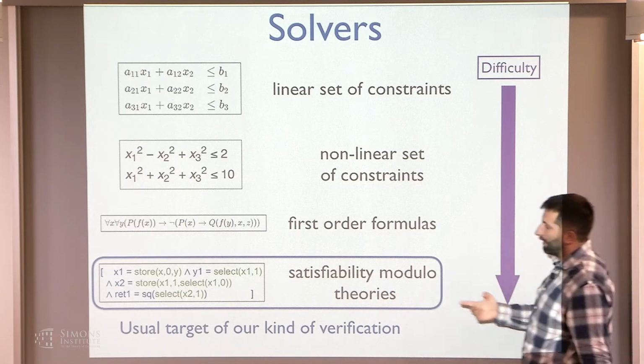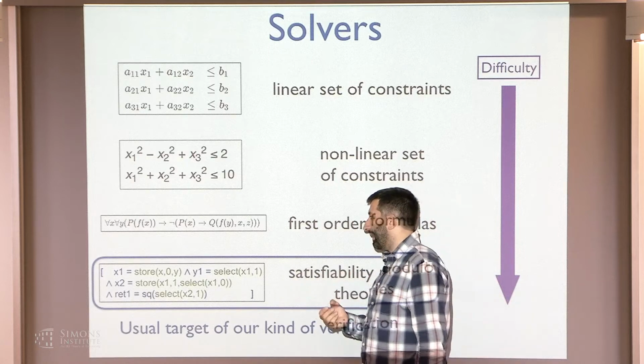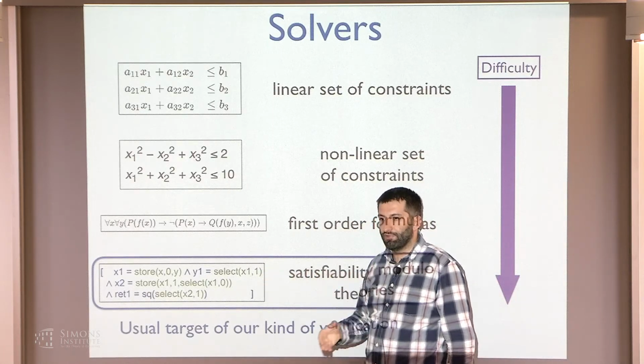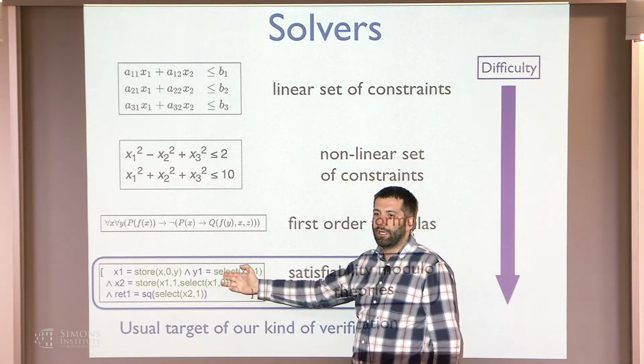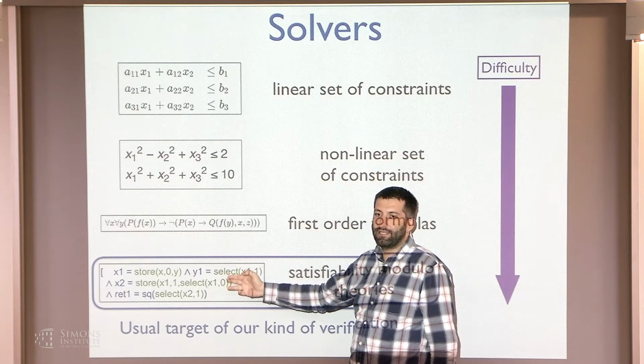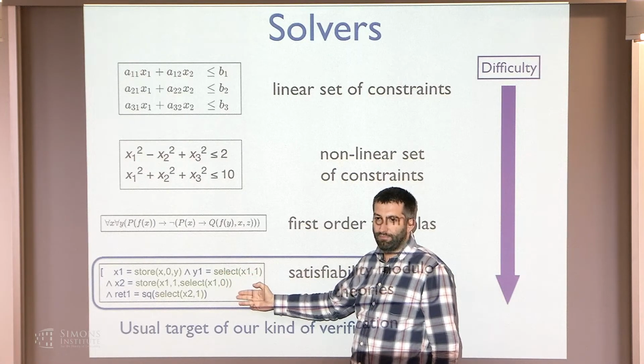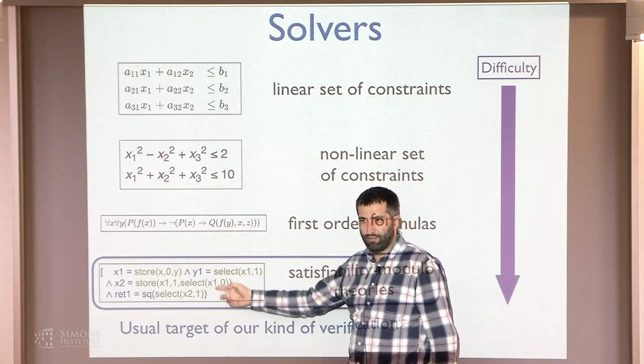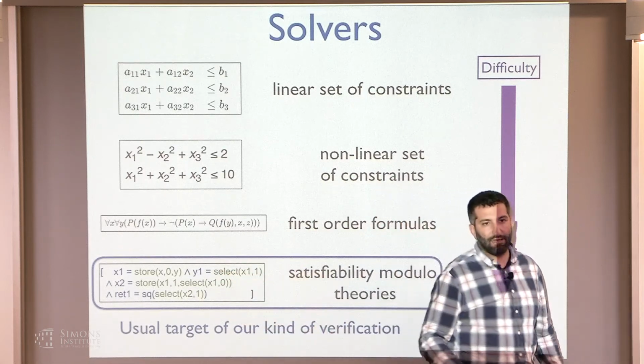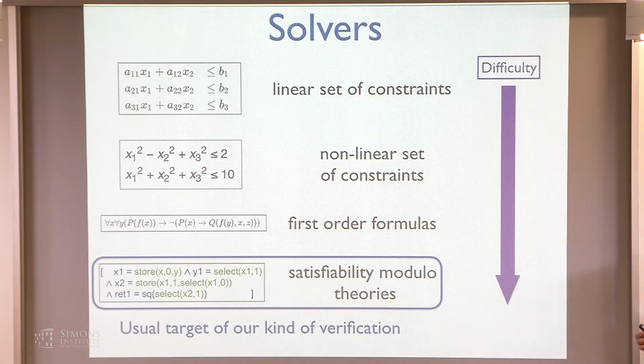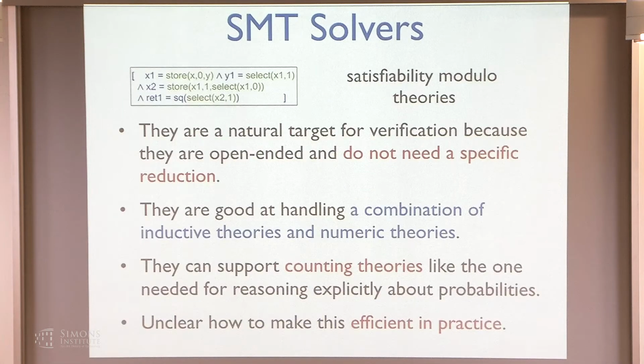Why is this the usual kind of target? Because we can do what John was asking. Here we can write a predicate that says this list is sorted by using logic formulas, and then we can try to verify them. So we base our verification a lot on this. Now, why is this good for us?